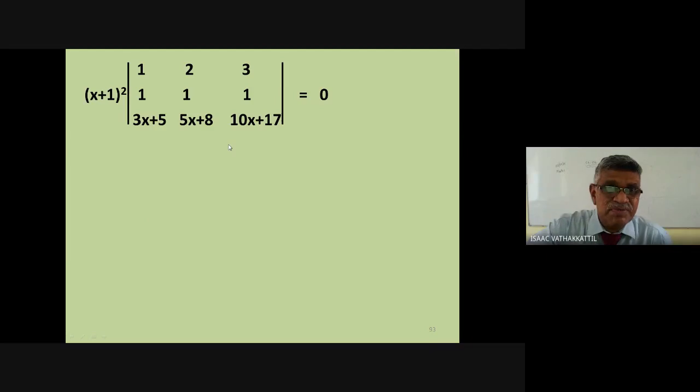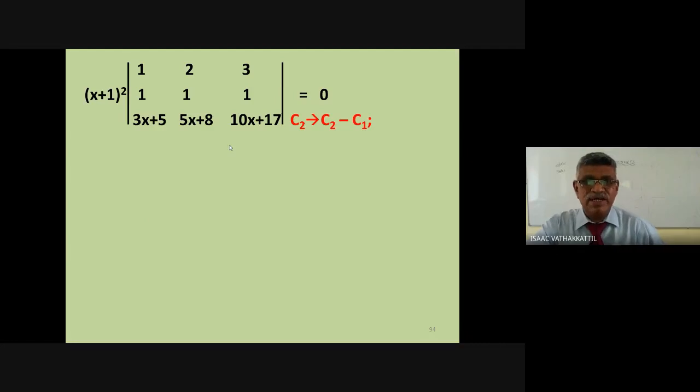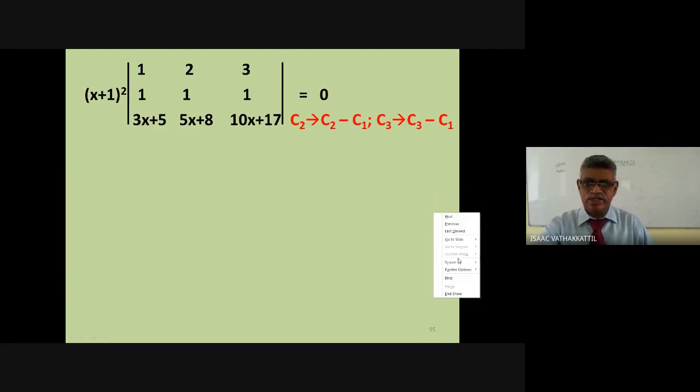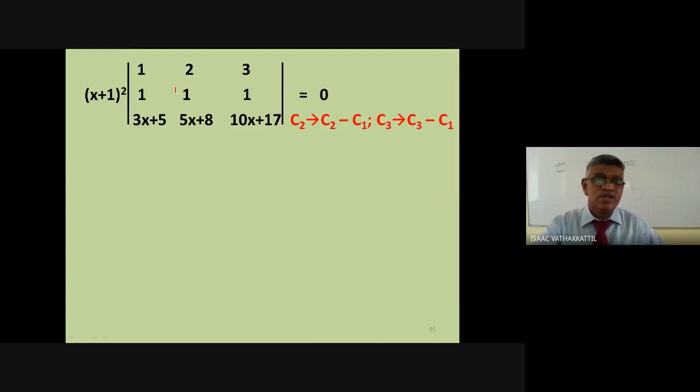I can make some simplification here again. What will you do? C2 minus C1, also C3 minus C1. C2 changes to C2 minus C1, C3 changes to C3 minus C1. You can do this first and do the row operation, maybe another convenience. What you have to observe is that this will be 0 and this will be 0, so that if you operate through the second row, you get only one term to evaluate.